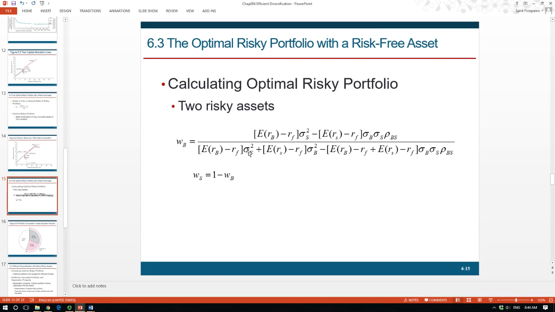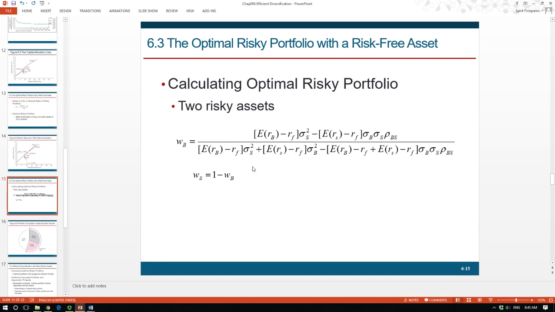Standard deviations for stocks and standard deviation for bonds. And the fifth one is rho, the correlation coefficient between bonds and stocks. Of course, the last variable here is the risk-free rate of return. So don't worry how complicated this equation is. What you need to do is follow this equation, plug in the numbers and do the calculation to find the weight for the bonds.